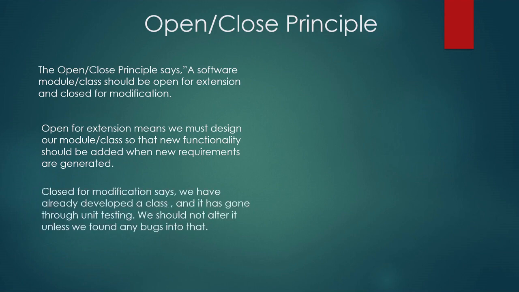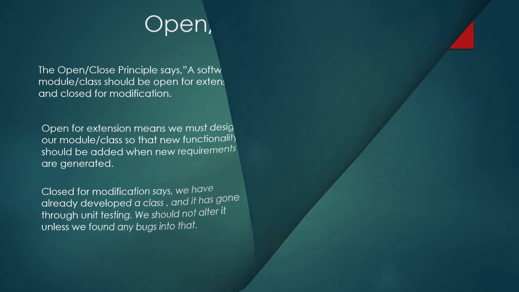And closed for modification says we have already developed classes. Whatever already developed classes or structures are there, those are already unit tested thoroughly. So we should not alter them unless we find any bug in those. So we should always include new classes whenever a new requirement comes in. And if any existing bug comes in, then only we should change the existing classes.